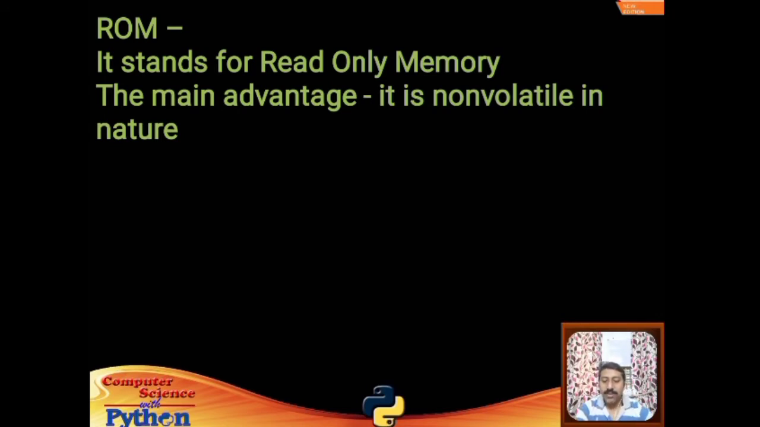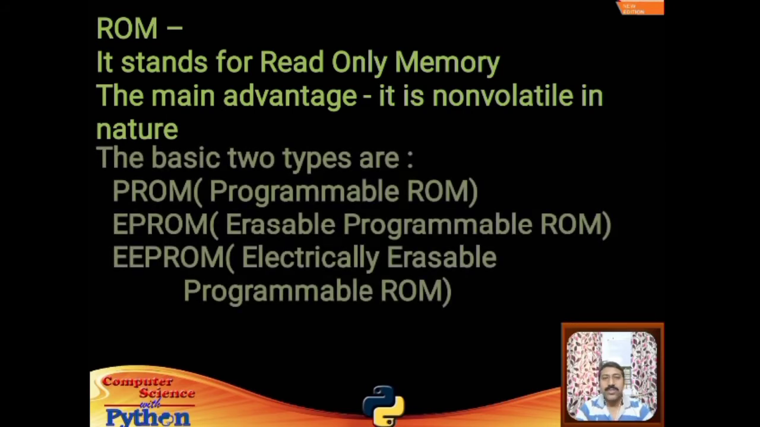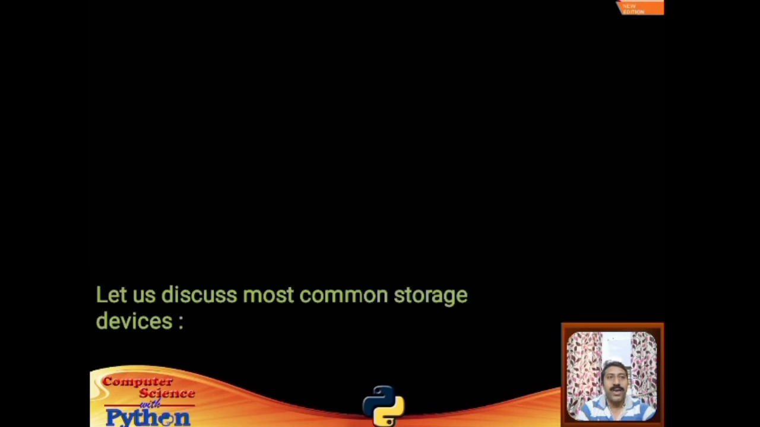What do you mean by non-volatile? Just the opposite of volatile: when power is switched off, everything will not be erased, and we can store it permanently. That's why it is known as non-volatile in nature. The basic types of ROM are PROM, programmable read-only memory, EPROM, erasable programmable read-only memory, and EEPROM, electrically erasable programmable read-only memory. No need to go into details, just remember the full forms and the different types.